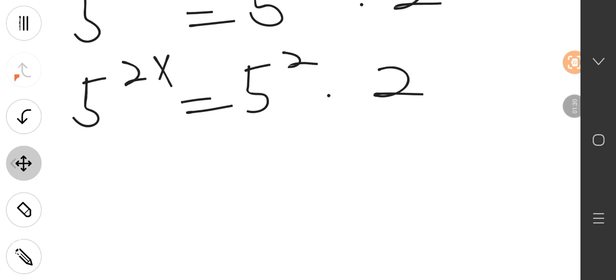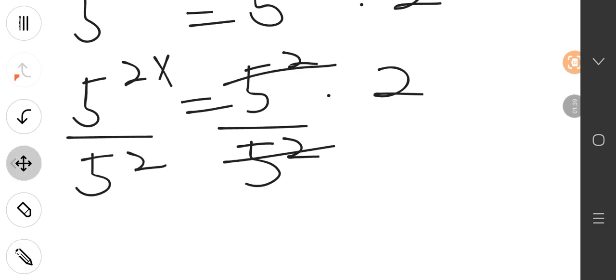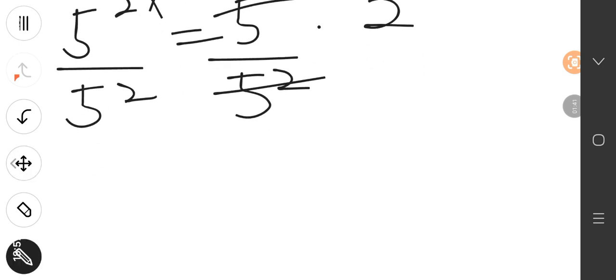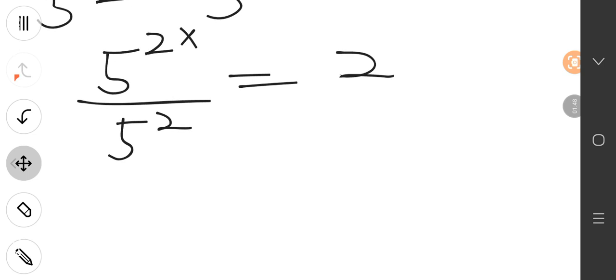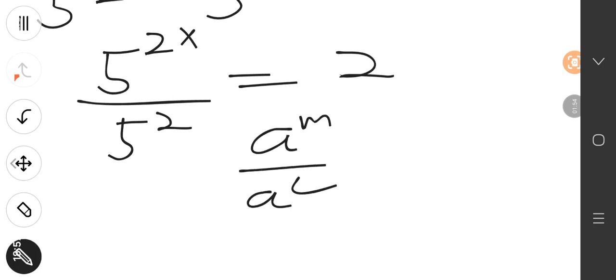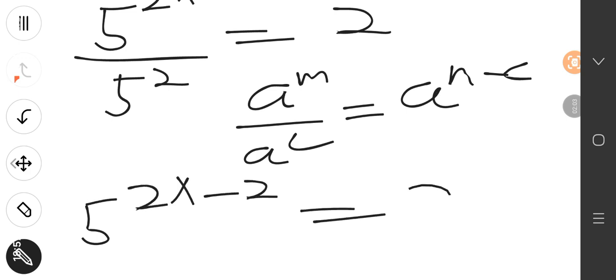Now let's divide both sides of the equation by 5^2 in order to apply the quotient rule. So this and this will cancel. We are left with 5^(2x) over 5^2 equals 2. Now let's state the quotient rule of indices: a^m over a^c should give us a^(m-c). So our equation becomes 5^(2x-2) equals 2.